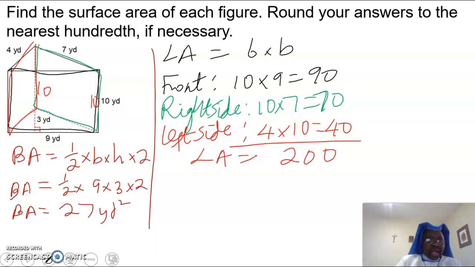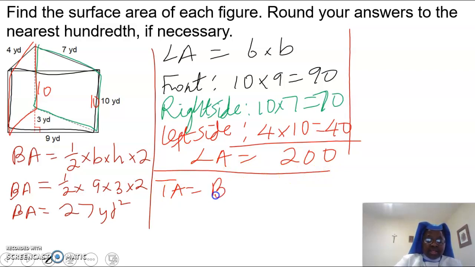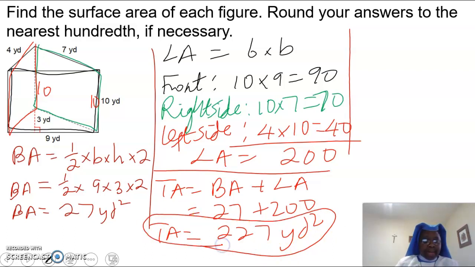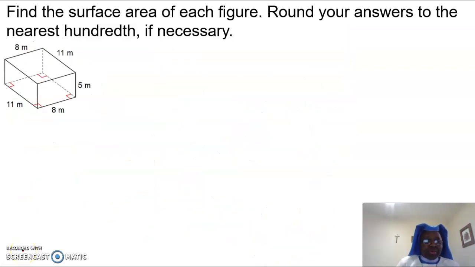Okay. And now we find the total. The total area is going to be the base area plus the lateral area, which is going to be 27 plus 200. So 227 yards squared. That's the total surface area for that. All right, let's do one more.